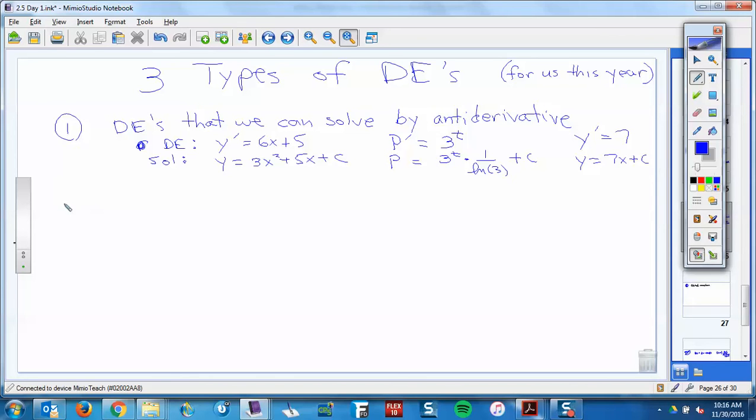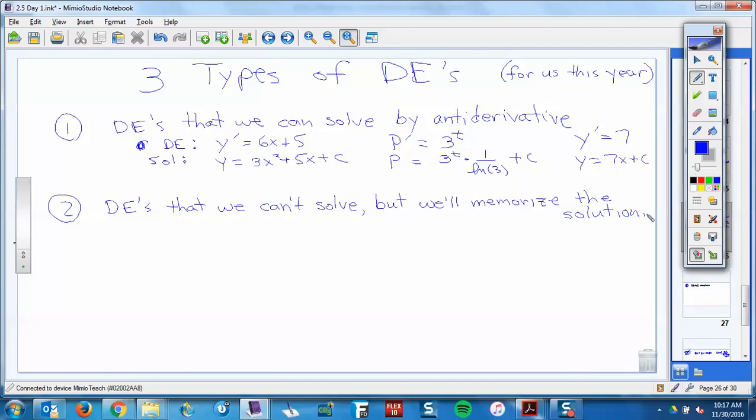Okay, but there are two other types that we're going to run into. Another type are going to be DEs that we can't solve, but we'll memorize the solution. Now there's only going to be two, and we're only going to do one right now. So it's not that big a deal. But here's the one we're going to memorize.